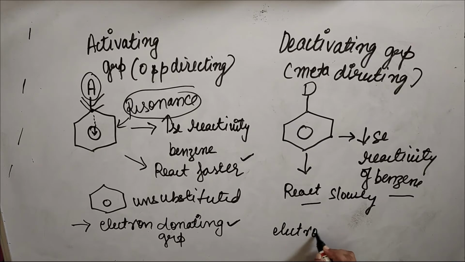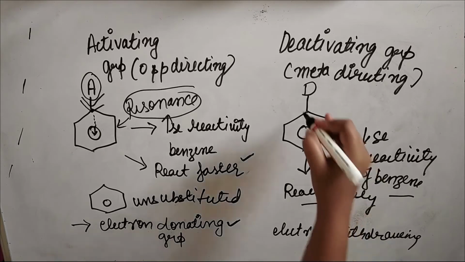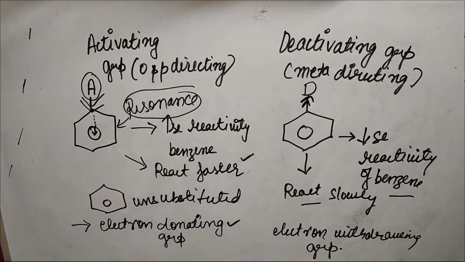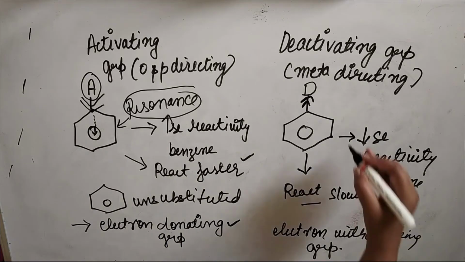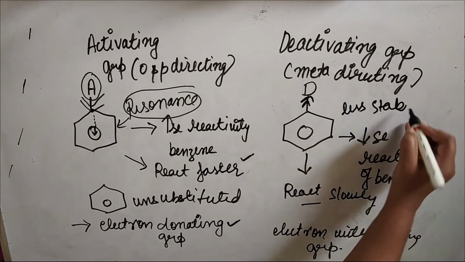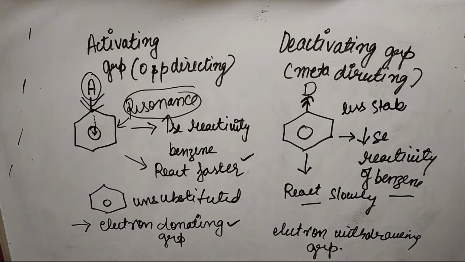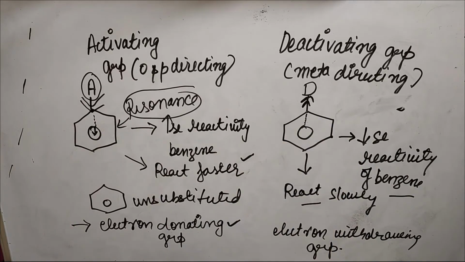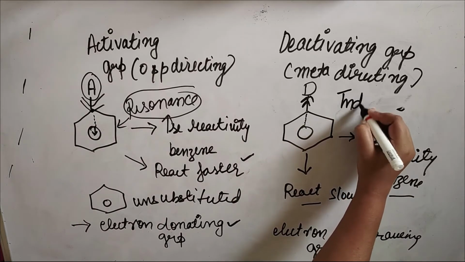Electron withdrawing groups are the meta-directing groups. They decrease the electron density on the benzene ring, due to which the reactivity gets decreased. If this D is a deactivating group, it will take the electrons towards itself and it less stabilizes, or decreases the stability of, the benzene ring. So if an electron withdrawing group is present, it will take the electrons toward itself due to the inductive effect.